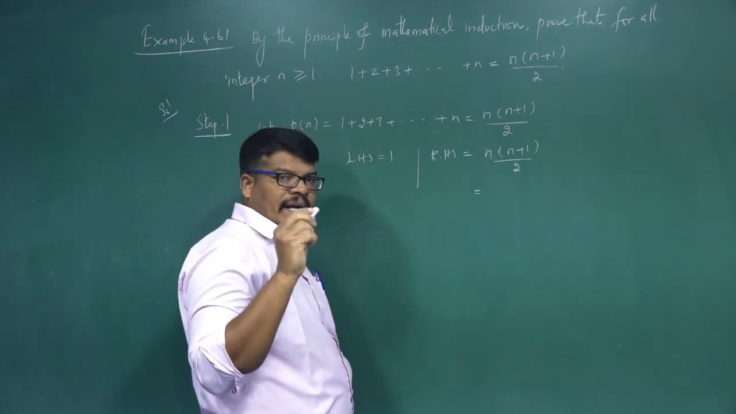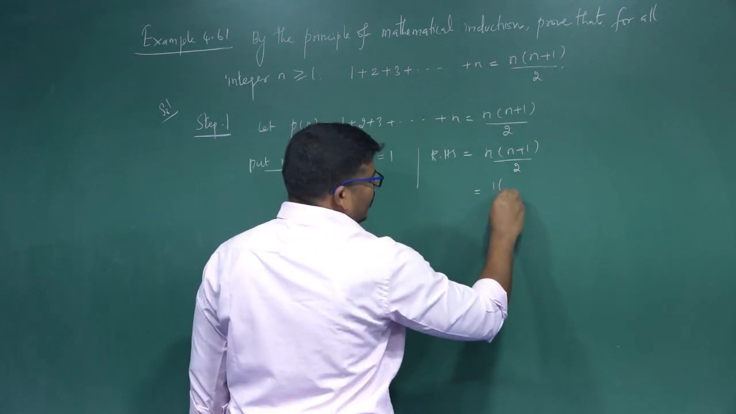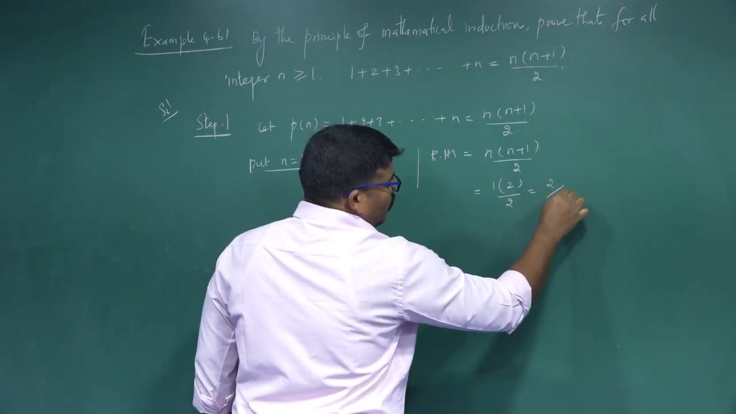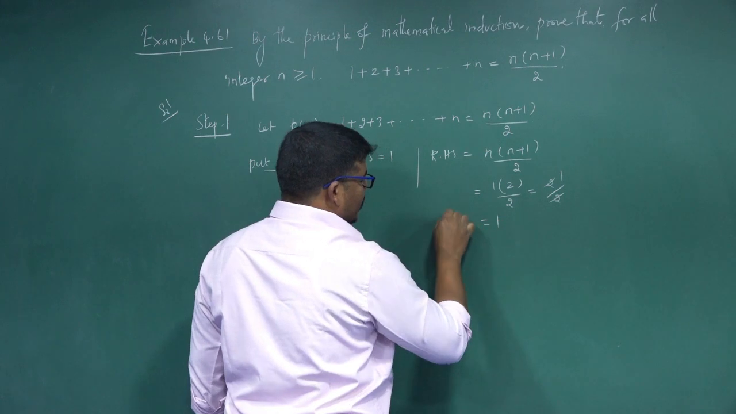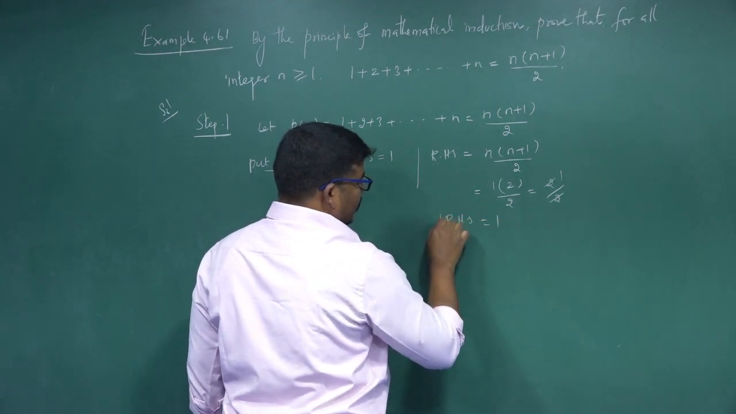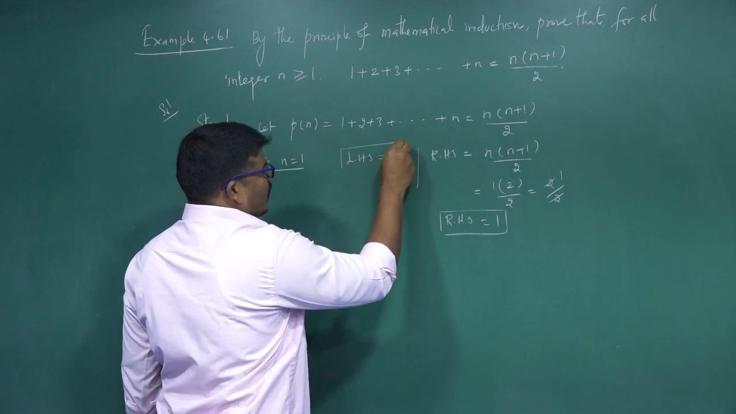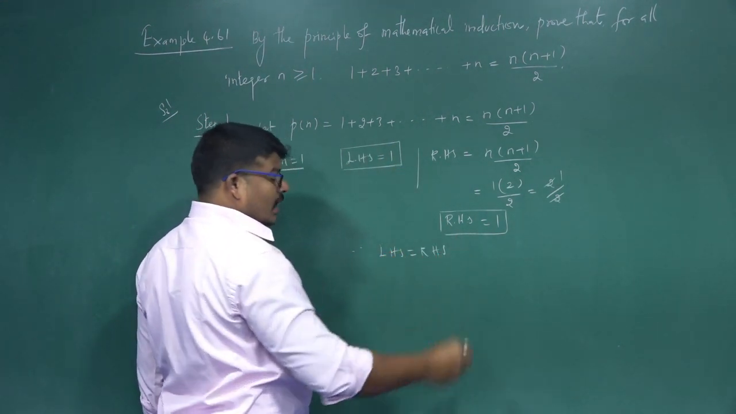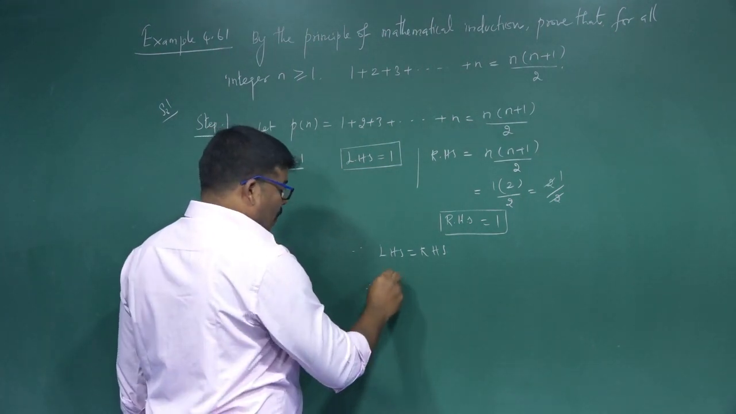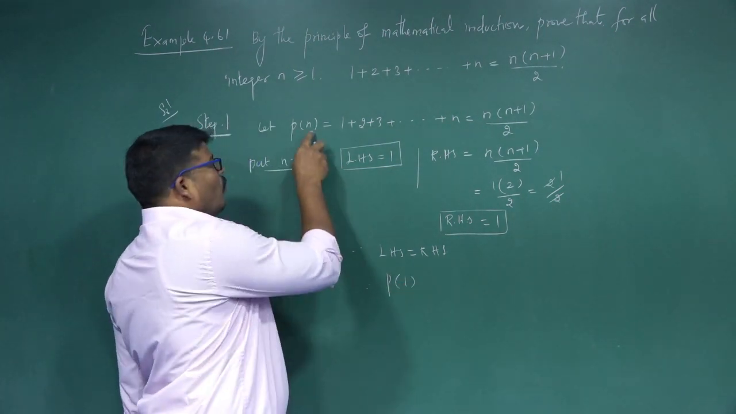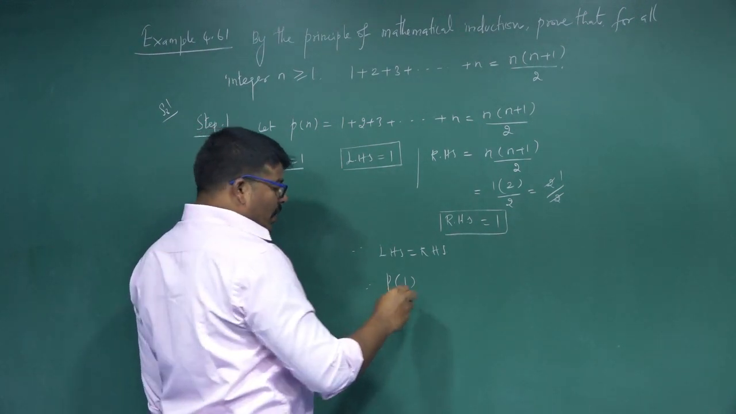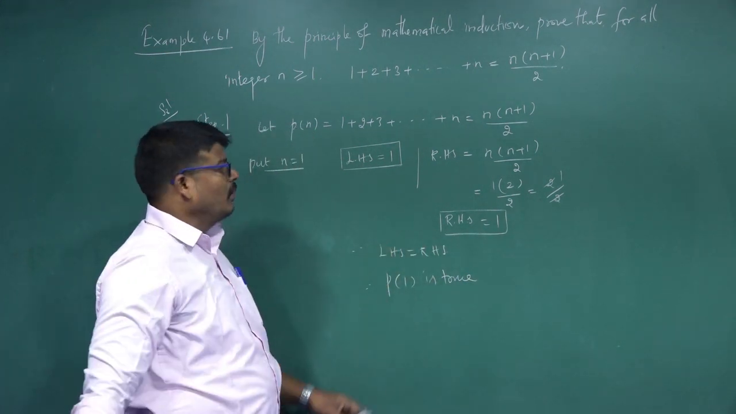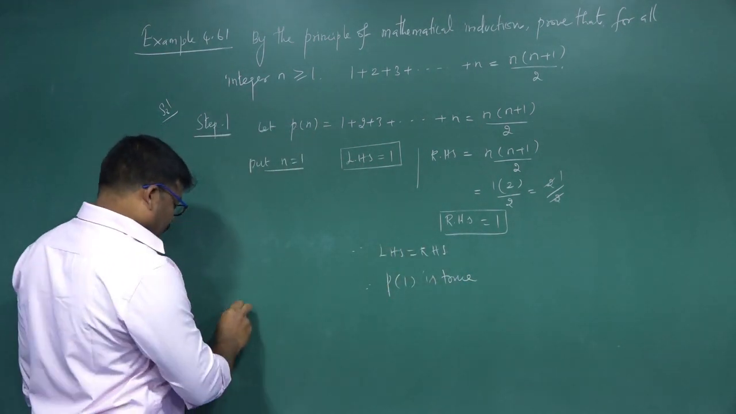Now substitute n equal to 1: 1 into 1 plus 1 is 2, by 2. 2 ones are 2, so it is 2 by 2. Cancel the value, RHS equal to 1. This RHS equal to 1 and LHS equal to 1. Therefore, LHS equal to RHS. Therefore, P of 1 is true. Step 1 is over.